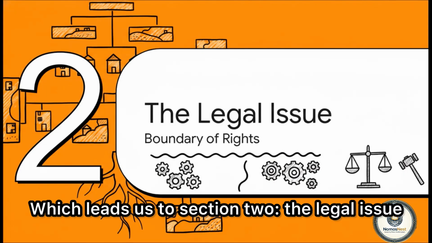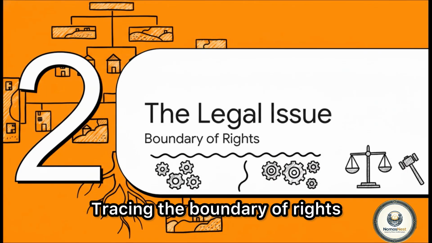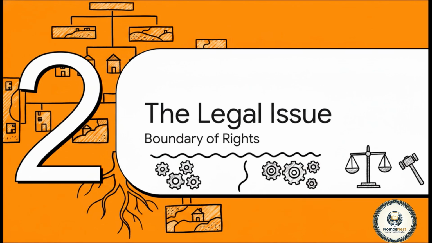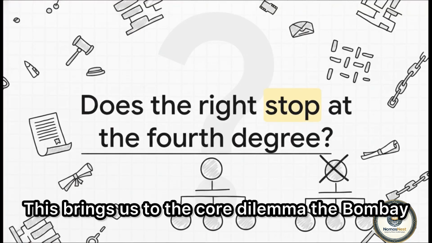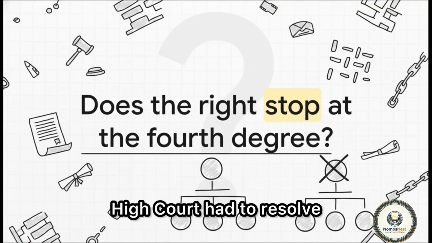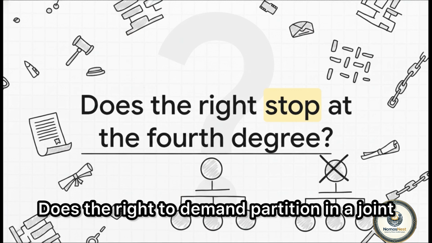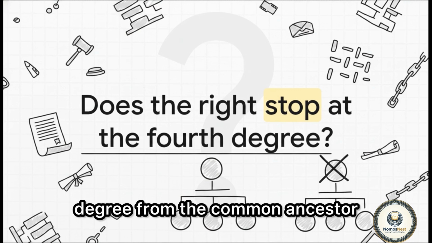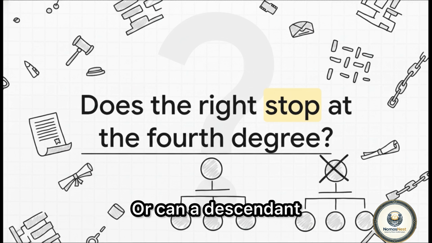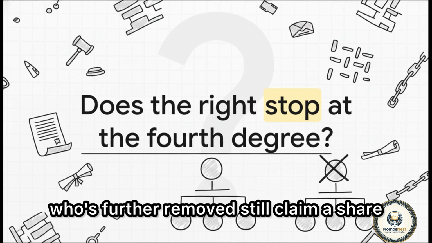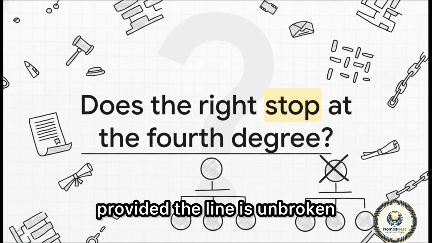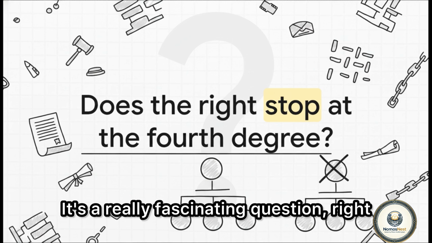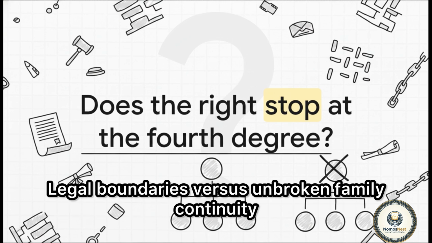Which leads us to Section 2, the legal issue, tracing the boundary of rights. This brings us to the core dilemma the Bombay High Court had to resolve. Does the right to demand partition in a joint Hindu family actually stop at the 4th degree from the common ancestor? Or can a descendant who's further removed still claim a share, provided the line is unbroken? It's a really fascinating question, right? Legal boundaries versus unbroken family continuity.